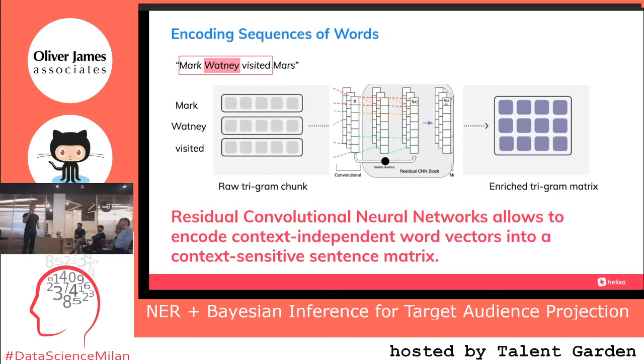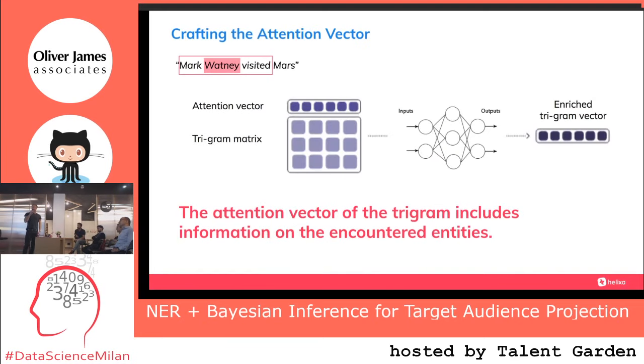The second step is the encoding. The encoding takes the context-independent vectors and extracts a context-sensitive representation. To do this, we take each word and the context that surrounds the word, in this case the trigram centered on Whitney, and we stack the context-independent vectors of Mark, Whitney, and Visited all together to get this matrix. Then we apply a ResNet-like transformation to get the enriched trigram matrix, that is a context-sensitive representation of the word Whitney. So it expresses how Whitney is placed inside the context in which it is.